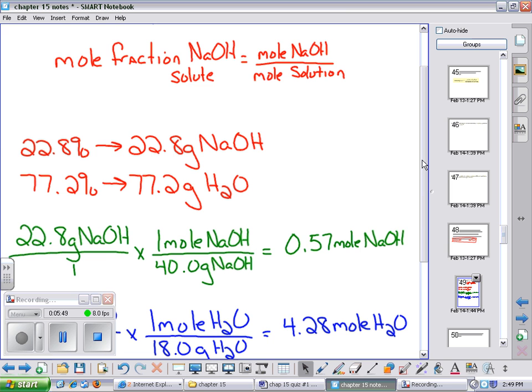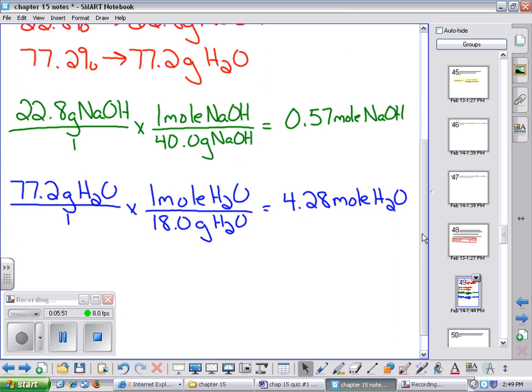our moles of solution. Well, a solution is made up of solute plus solvent. So we need to add these two numbers together. So when I add them together, 0.57 plus 4.28 is 4.85 moles of total solution. So now I can go ahead and plug this in.